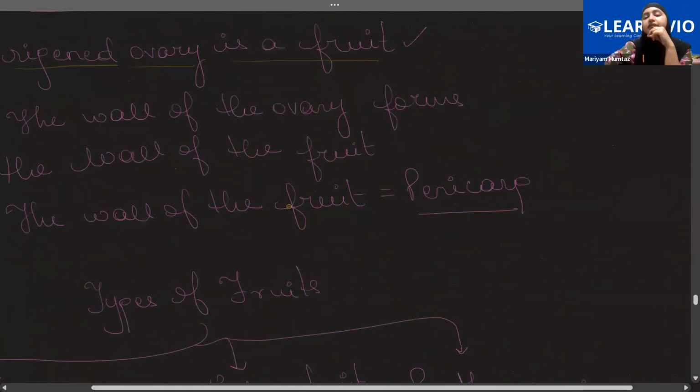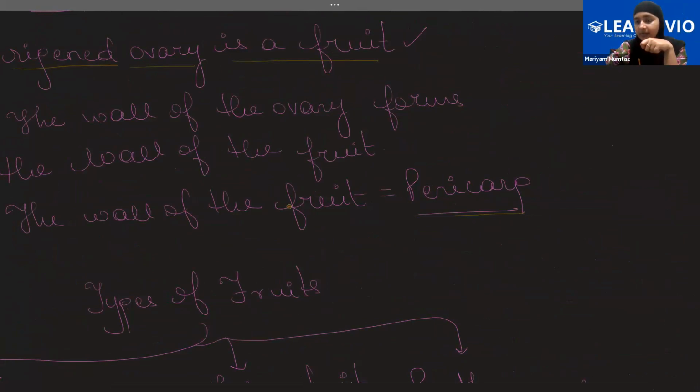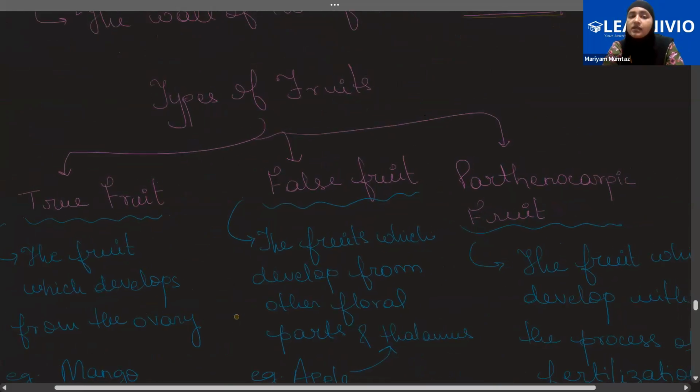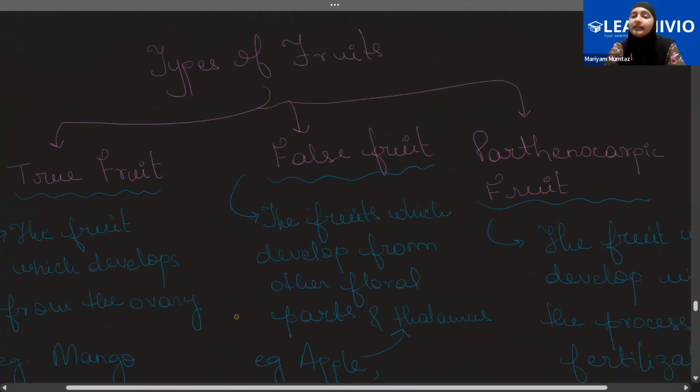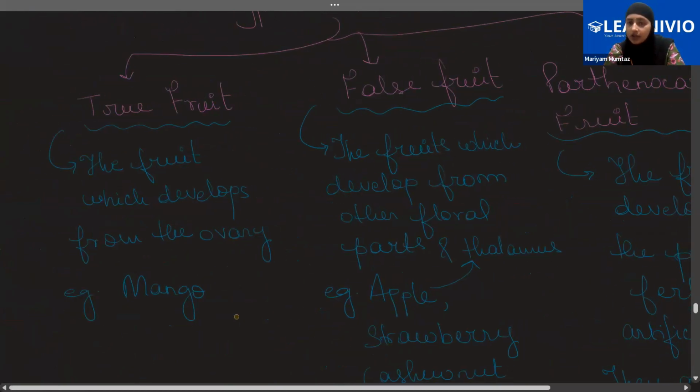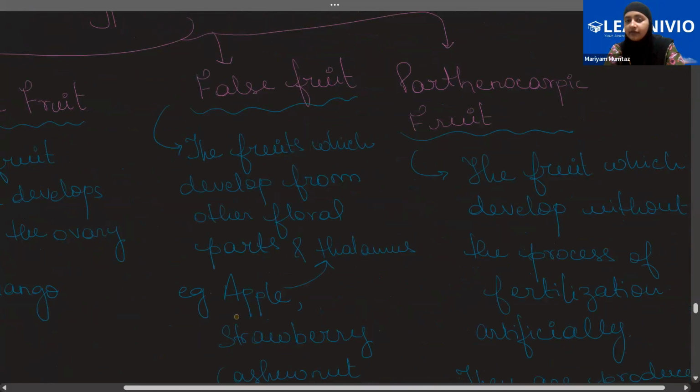Because if I talk about the mango, the peel that we remove, that is the pericarp. The flesh that we eat, that is the mesocarp. And then inside is the endocarp. Now, depending upon where the fruit is developing from, there are 3 basic types of fruit: true fruit, false fruit, and parthenocarpic fruit.